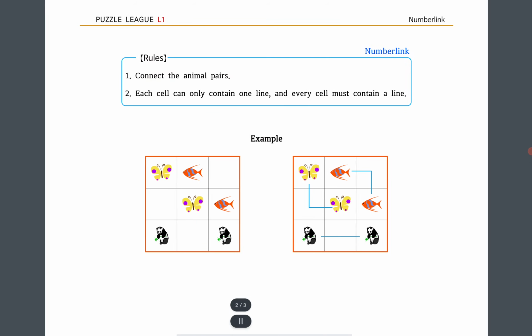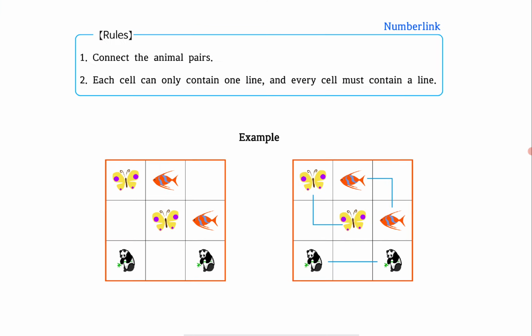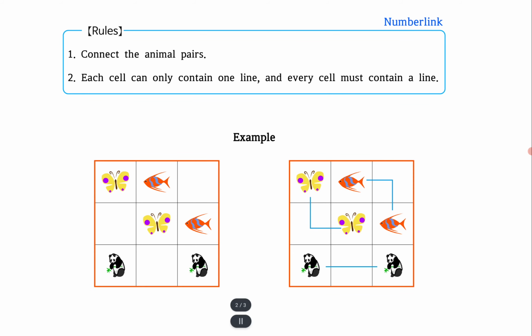All right. So let's take a look at the rules. So rule number 1, we have to connect the animal pairs. Okay, pretty simple. Rule number 2, each cell can only contain one line, and every cell must contain a line.